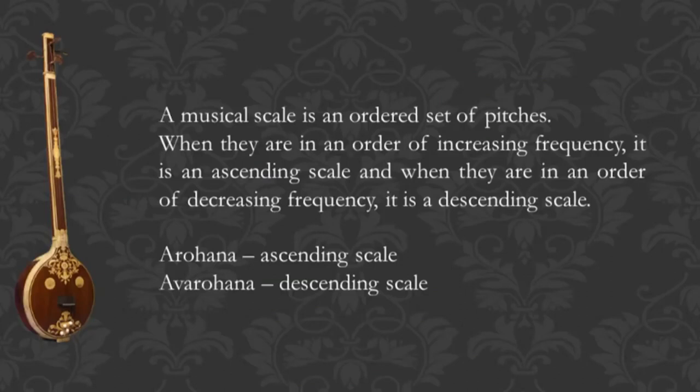Now let me also talk about the notion of scale here. Scale is also another very widely used word, and most of us would have heard of the expression musical scale. Now, what is a scale? A scale is an ordered set of pitches. If the pitches are ordered in increasing frequency, then it is called an ascending scale, and if the frequencies are in a descending order, it is called a descending scale. And the corresponding terms for it in Indian music are Arohana and Avarohana.